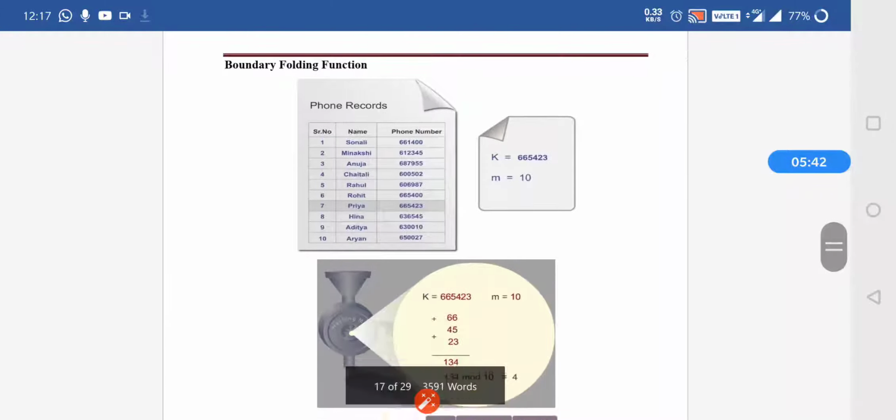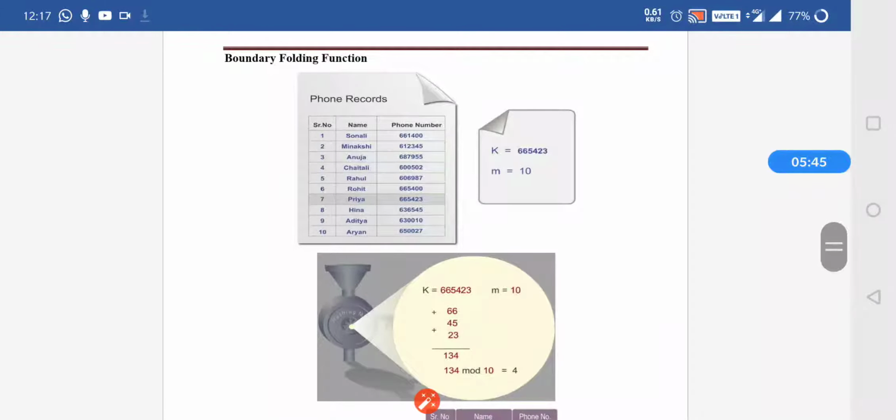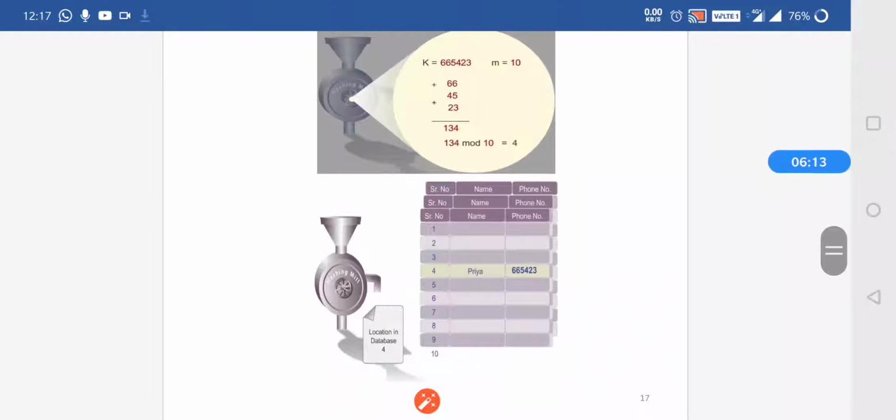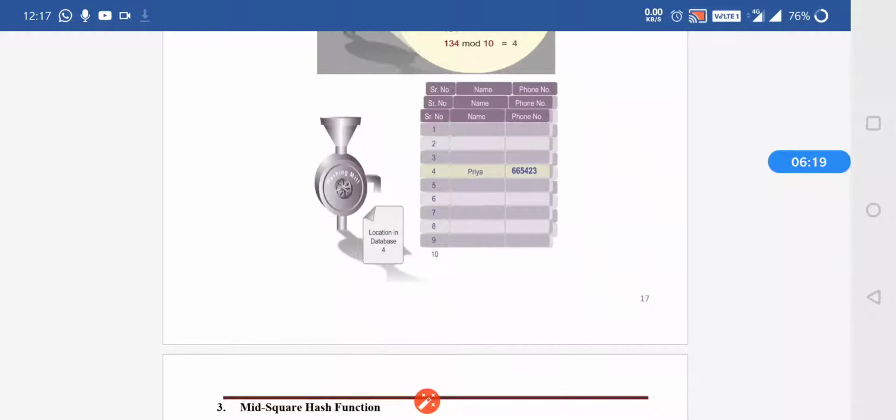Now this is the boundary folding function. The same example is taken, but the difference is that in boundary folding, as we can see, 66, 54 and 23 are the parts. So 66 and 23 are kept as they are, and the middle value is changed: 54 is reversed, that is, folded, and then addition is done, and again the modulo formula is used, as we have 10 entries. So the addition mod 10 gives us the number 4, and at the fourth location we will store the hash value, or the value of Priya. So that is boundary folding. This is the folding method.